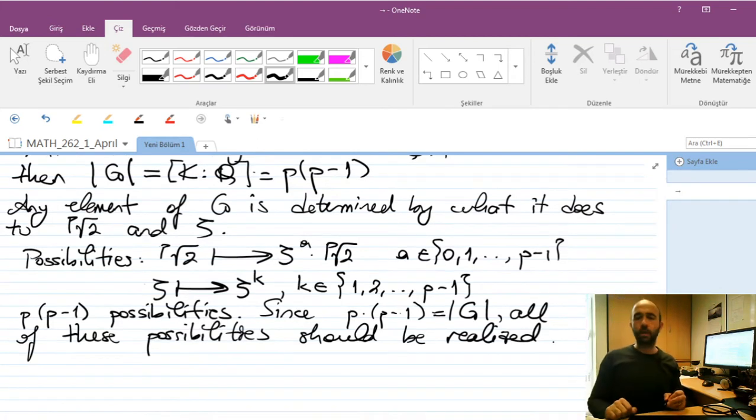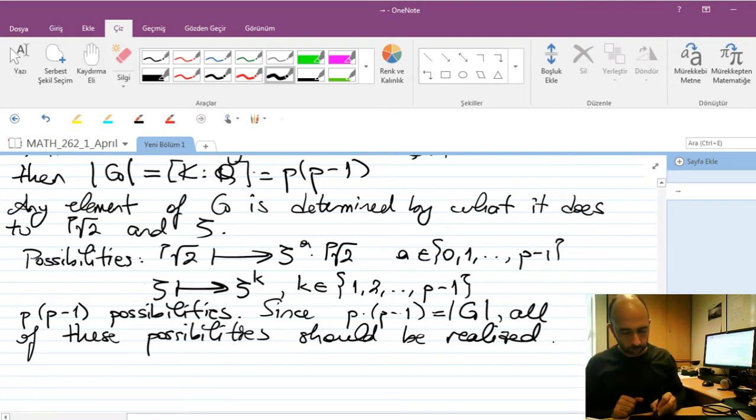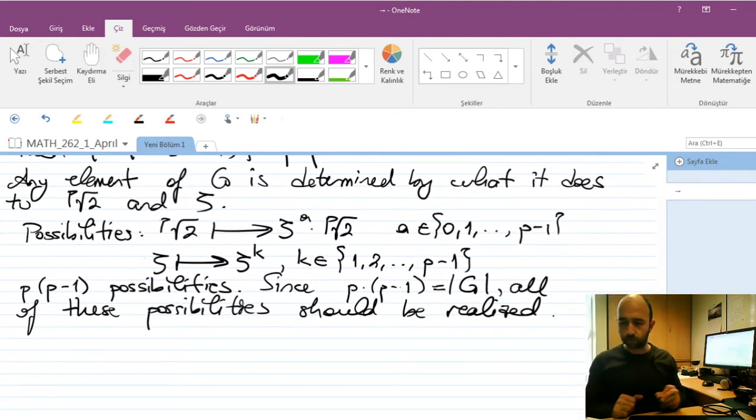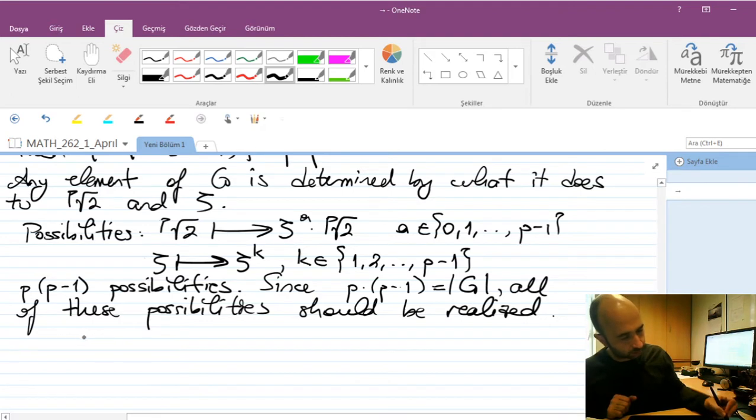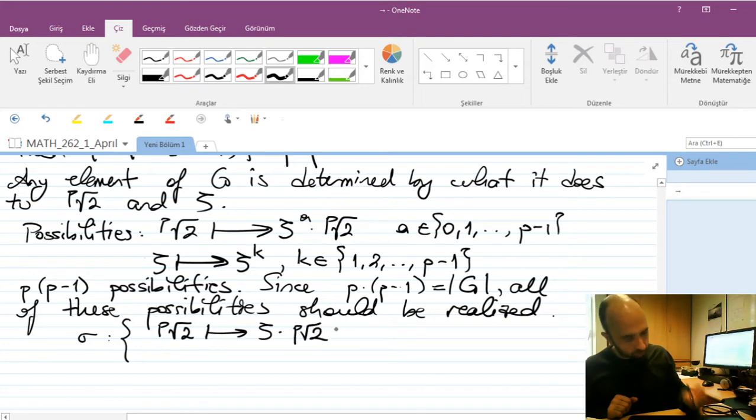Okay, therefore, we can almost list the elements of G now. Now let's try to define certain specific elements like generators. We have to be a little bit careful though. Now let sigma send p-th root of 2 to zeta times p-th root of 2 and zeta to zeta.